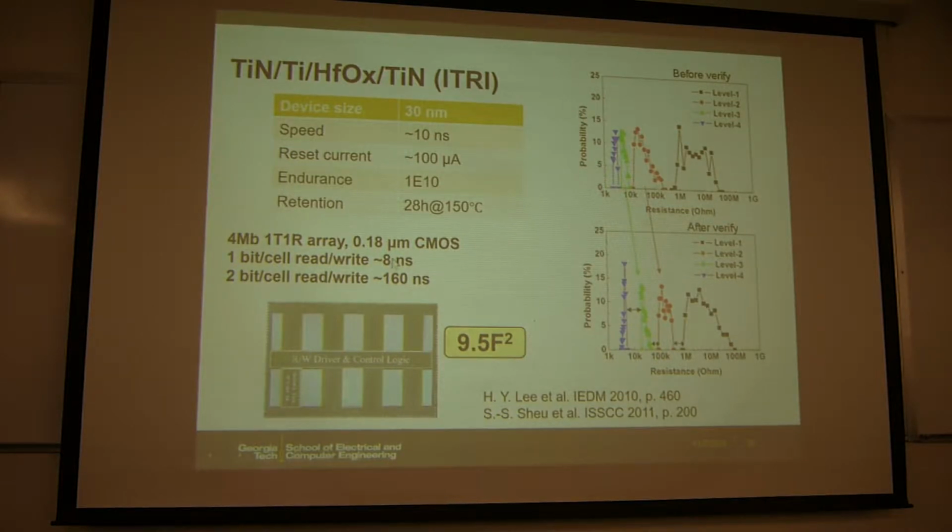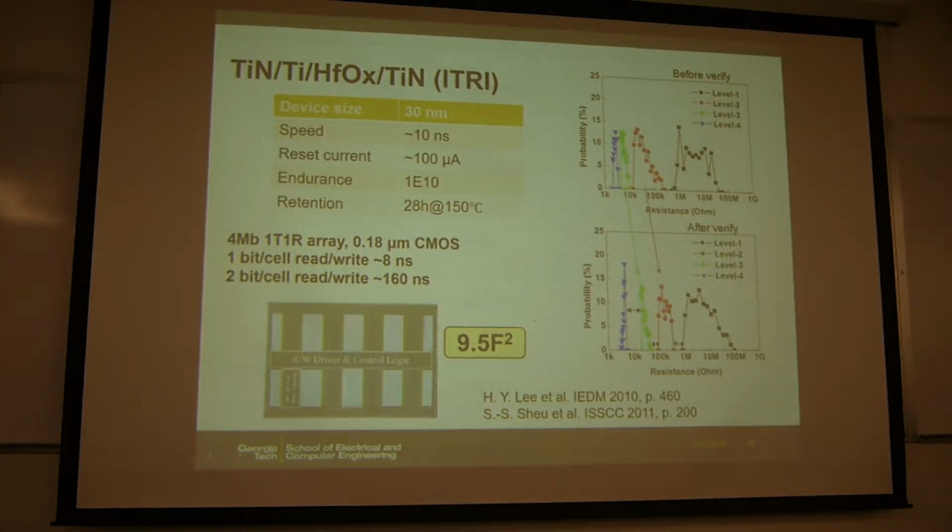And at the circuit level, it is integrated into a 4 megabit 1T1R array in 0.18 micrometer, or 180 nanometer, CMOS. And then it has demonstrated MLC, multi-level cell operation. Of course, you can use it as 1 bit per cell, which you can write and read faster, like 8 nanoseconds. Or if you use 2 bits per cell, then the write speed decreases to 160 nanoseconds. This is because they have to do this write and verify.